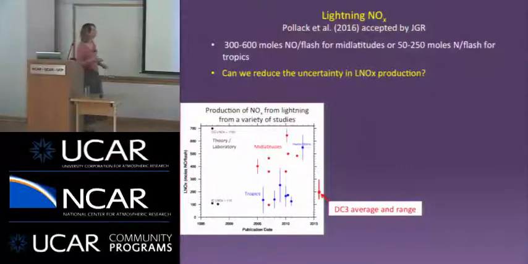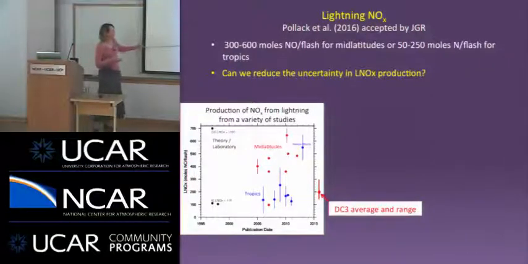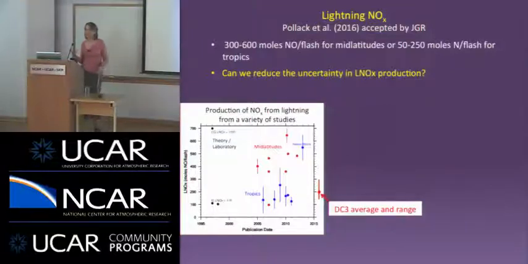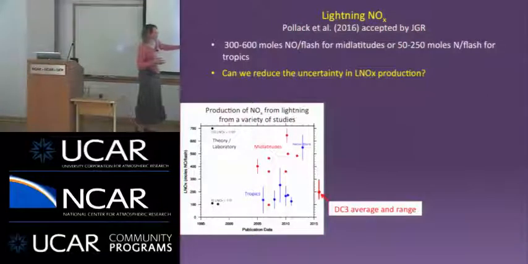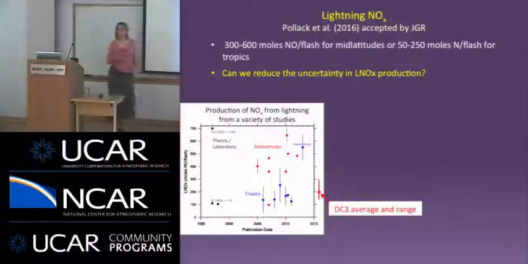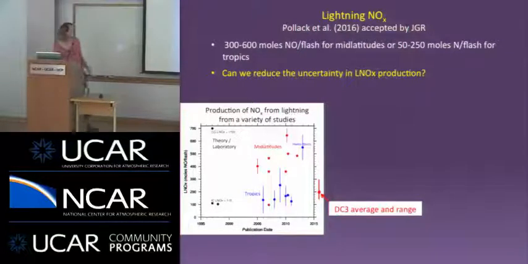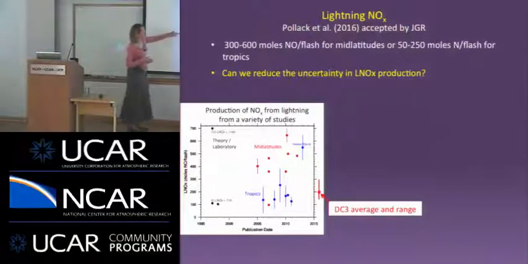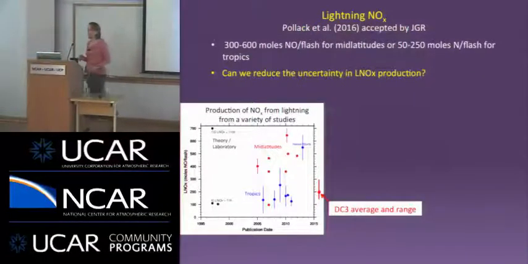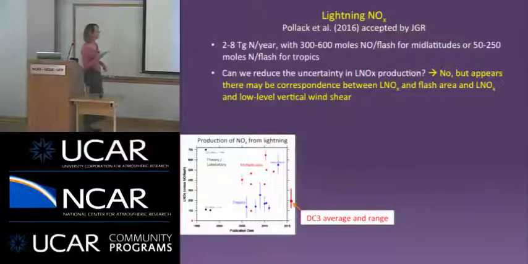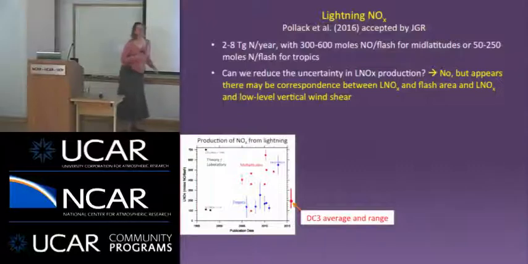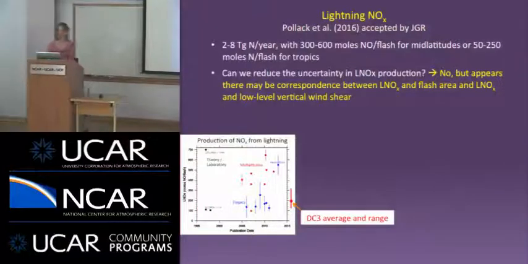So here's the plot that I showed you earlier in terms of how much NOx is produced per lightning flash. And I added in the results from our paper showing that in DC3, on average, the lightning NOx production was around 200 moles of NO per flash, which is actually fairly different from some of these other studies and more like the tropics. And so answering the question of can we reduce the uncertainty of lightning NOx production, I think the answer is probably no, but there may be a correspondence between lightning NOx and the flash area, or lightning NOx and the low-level vertical wind shear.